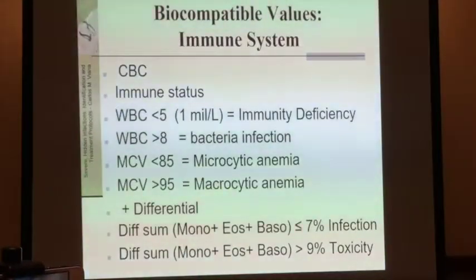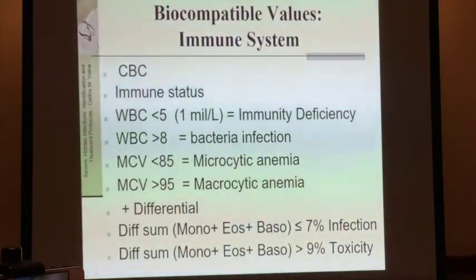So the first thing that we're looking at in the CBC is not only the immune status right now, but we're also looking at the inflammatory stress on this individual. If your white blood cell count is less than 5 milliliters per liter, this individual has an immune deficiency. And anything you do with them in your office, they're at high risk for a rebound. When white blood cells are more than 8, we know that there is an acute bacterial infection.